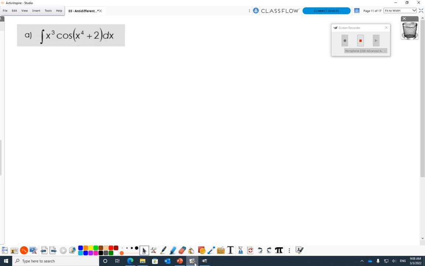First example, integral of x cubed times cos of x to the fourth plus 2. Here's what my brain sees. This is what I want to teach you. My brain sees that if I went to take the derivative of cos of x to the fourth plus 2, I'd get sine, yes? But then when I did the derivative of the inside by the chain rule, I'd get 4x cubed, and x cubed's right out there. And my brain lights up like, oh, that's good, it's out there. Up to a constant. I know there's a 4 there. I got to deal with the 4.